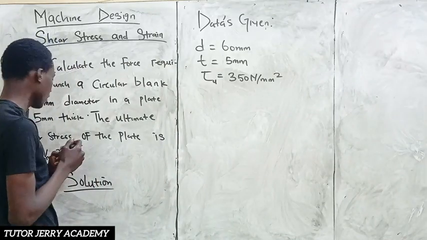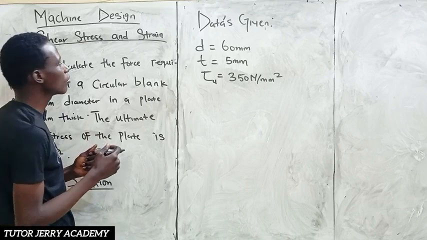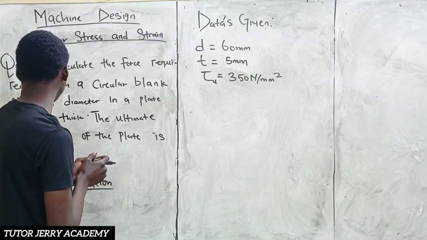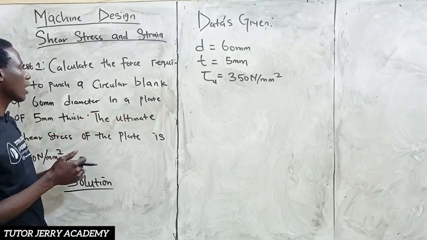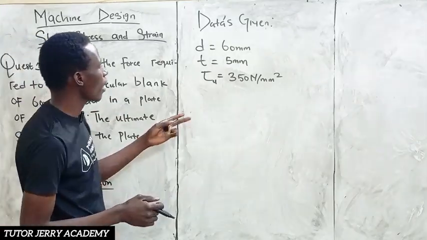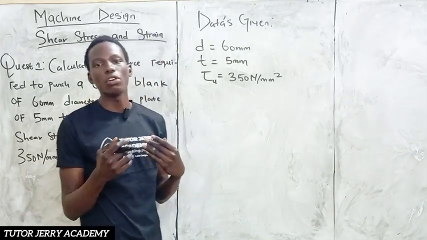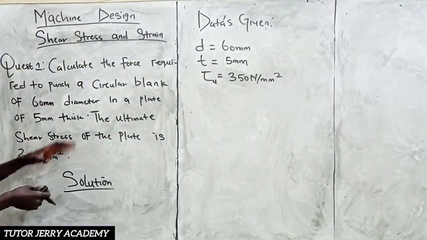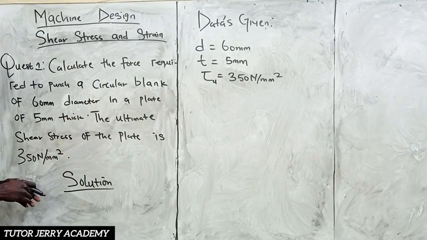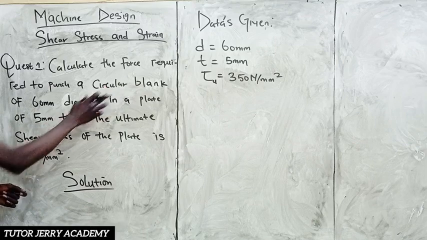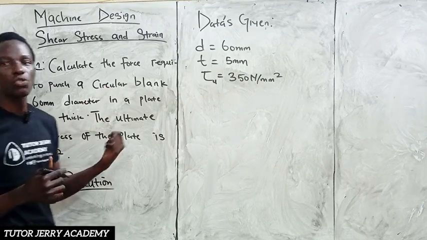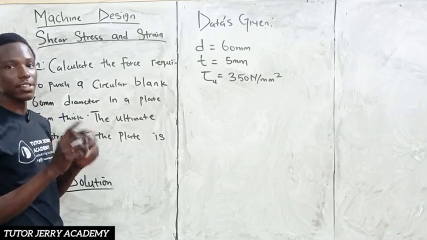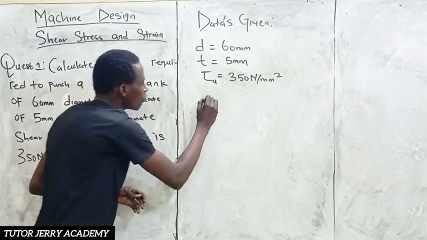So now let's solve this question. What is the first thing we are going to do? We are going to be looking for the area first, the area of this circular blank. Now, to get the area of this circular blank, we know that if a hole of diameter D is to be punched in a metal plate, because we are being told that this plate is a metal plate, of a thickness T, then the area to be sheared, that is the area that will be sheared, A, will be equal to what?